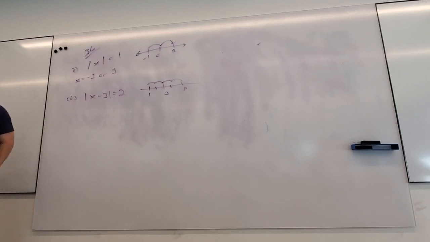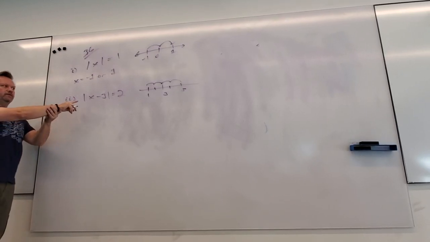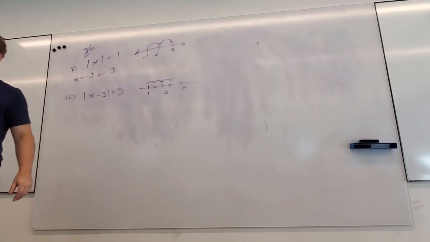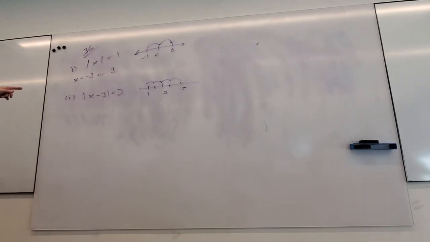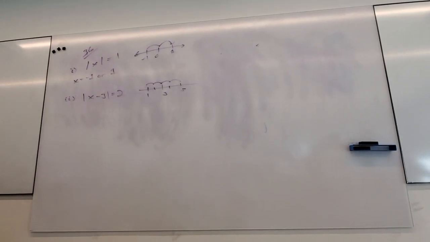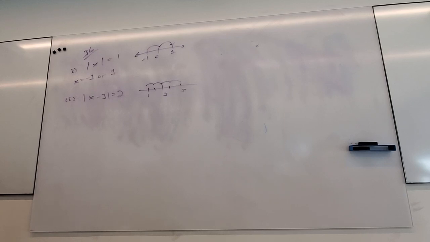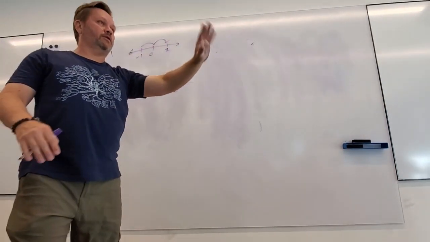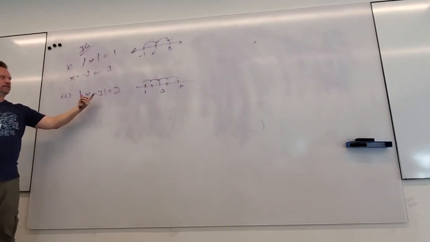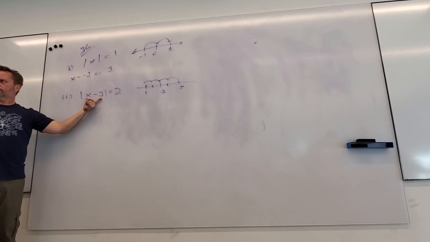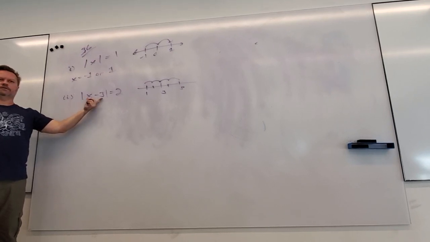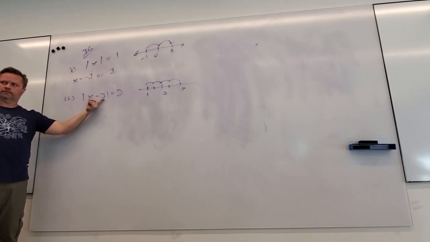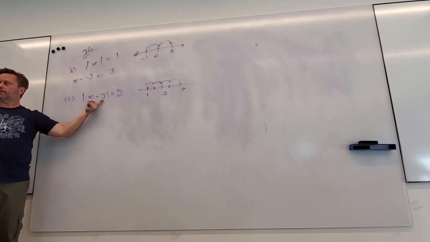So what number is inside the absolute value in this equation? What is a variable? A number we don't know yet. Okay, so what number is inside of the absolute value? X minus 3. If x is 7, what number is this? 4. X minus 3 is a number.